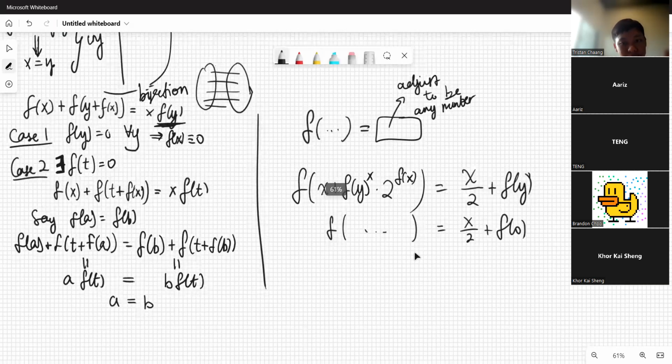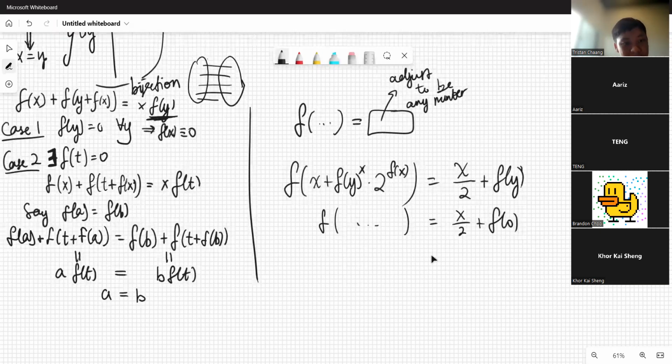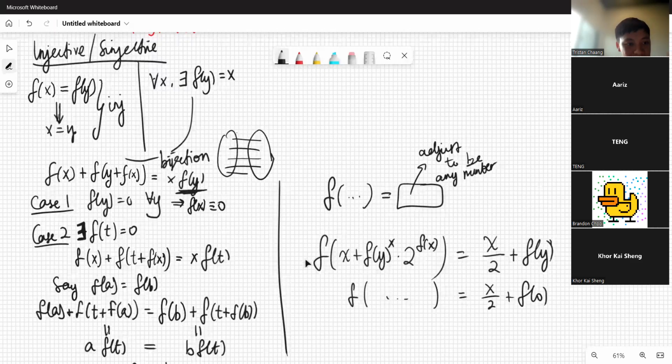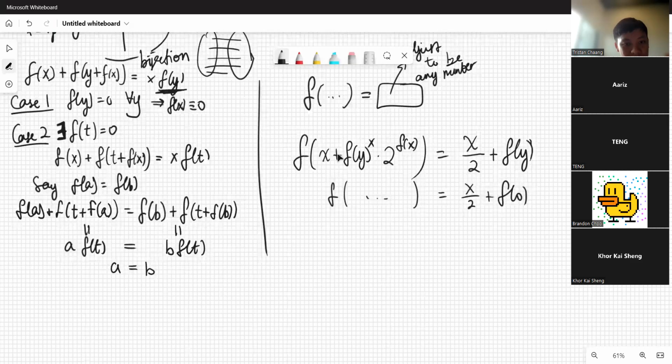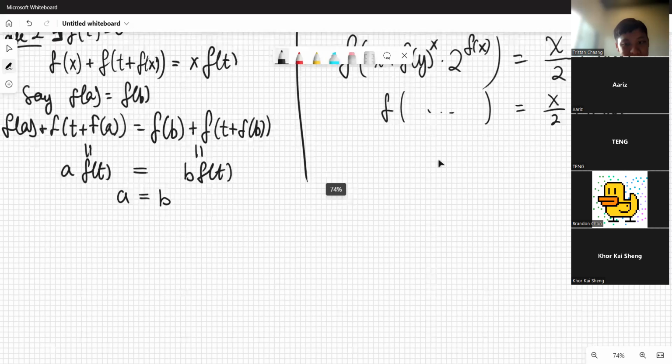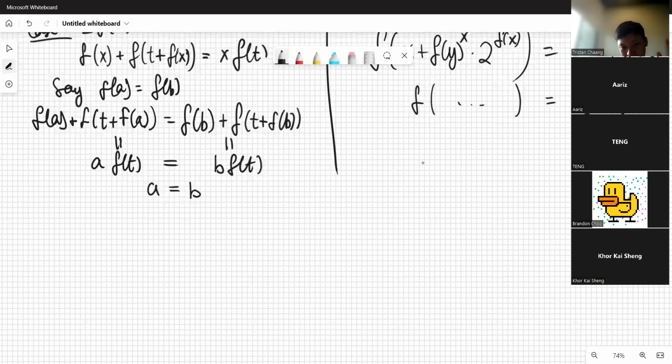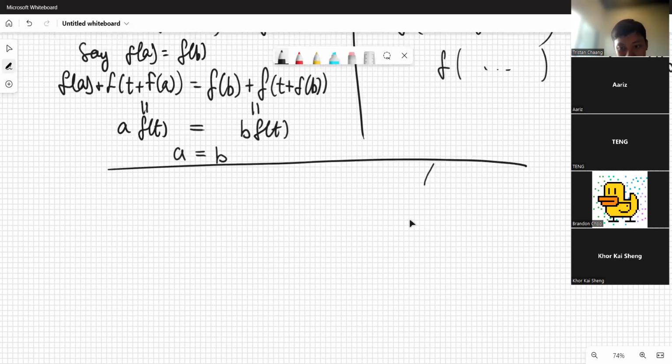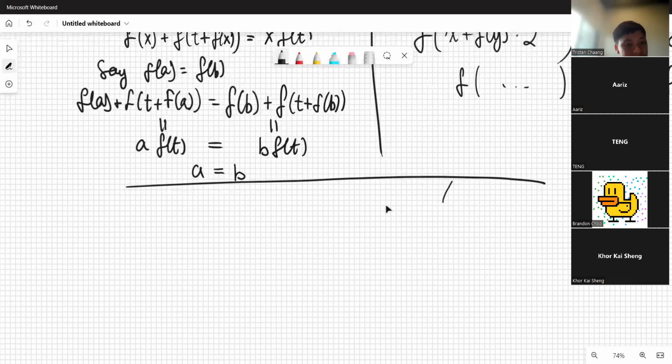Okay, so again, if you have questions, please do ask, and I will happily answer. And if not, let's move on to the uses. So why are injectivity and surjectivity important?